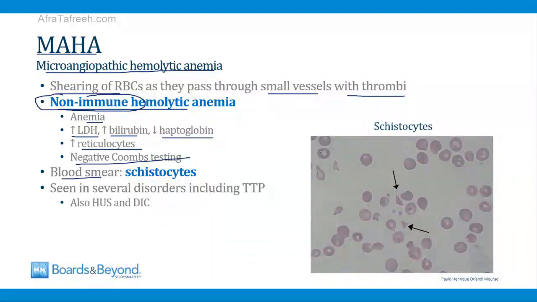On peripheral blood smear, the classic finding in MAHA is the presence of schistocytes. This is one shown on the slide here. It's a fragmented red blood cell. And you can see microangiopathic hemolytic anemia in several disorders. One of them is TTP. You can also see it in HUS and DIC, which we'll talk about later in this video.